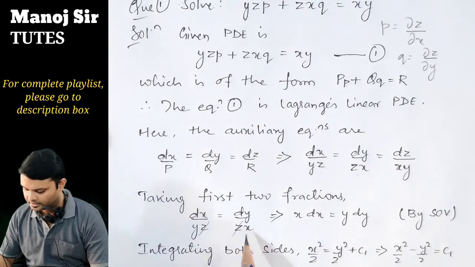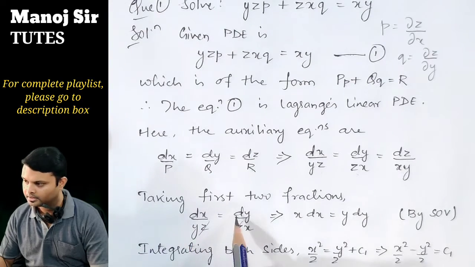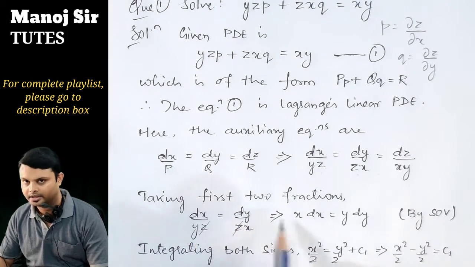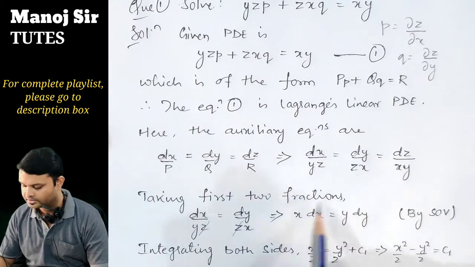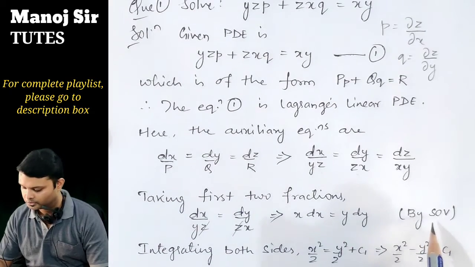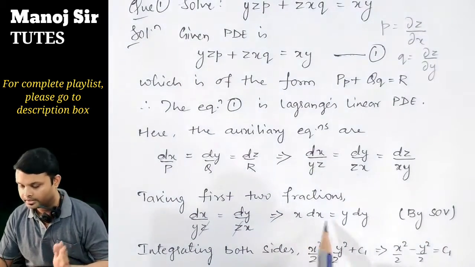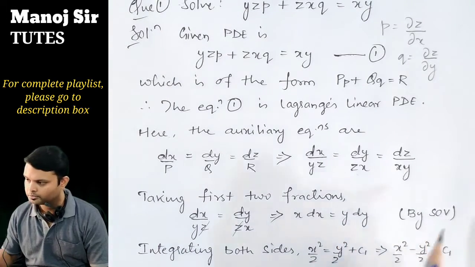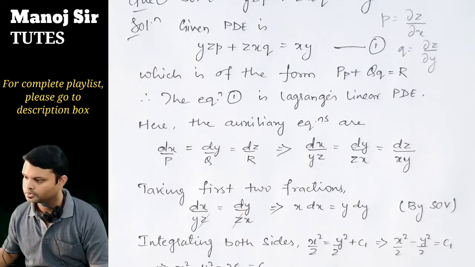z is easily cancelled. Now take this x to the left hand side and take this y to the right hand side. You will get x dx equals y dy. Very easy. And this is known as separation of variables. So by separation of variables, we have kept x on the left hand side and y on the right hand side. After applying separation of variables, what should be my next step? That is integrating both sides.